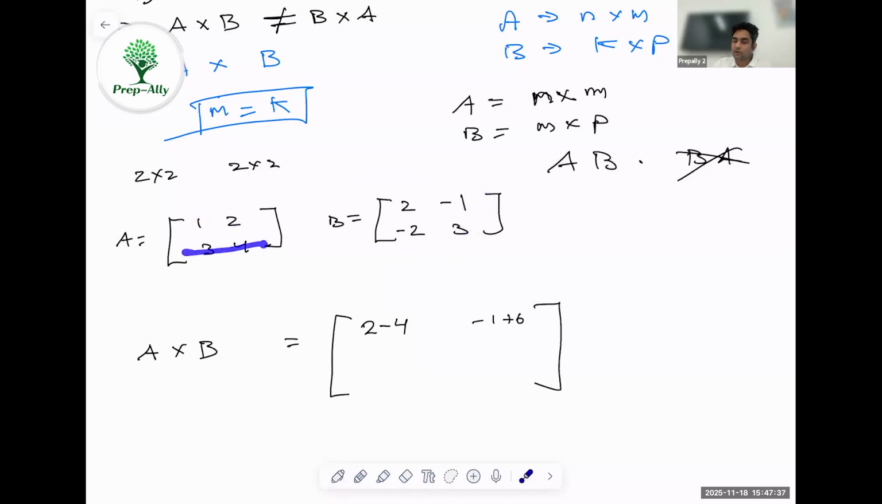Over here, second row, first column will give me second row, first column. So I'll get 2 into 3, and then 4 into -2. That is 6 minus 8.